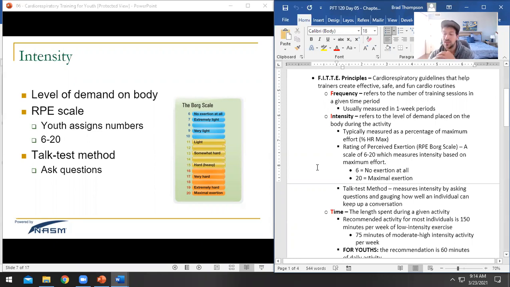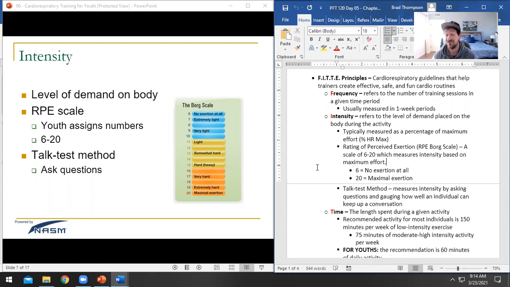Thirdly, there is also the talk test method. The talk test method is going to measure your intensity by maybe asking your clients questions in order to gauge how well they can keep up the conversation, right? So the talk test method is basically: zone 1, you should be able to hold a conversation pretty comfortably. Zone 2, you should be able to hold a conversation, but you should be a little breathy. You can kind of hear it in the voice, right? It's like, man, I can keep this up, but whoo. We're breathing, like when you're on a hike or something.